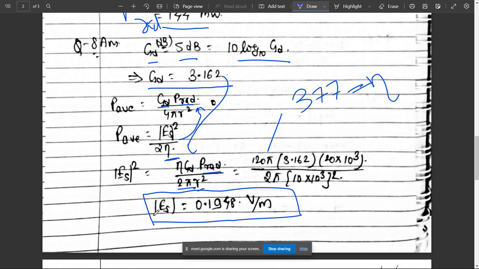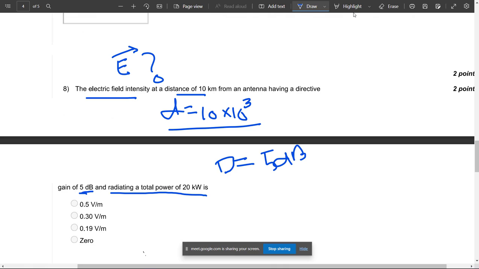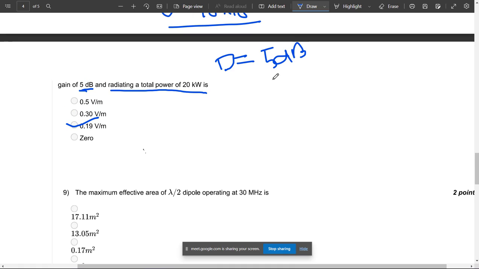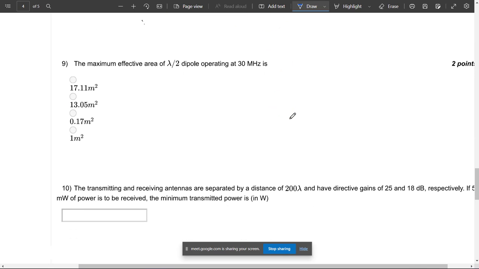Do you have any doubt here? No, ma'am. Cool. So we'll write 0.19 volts per meter. This is the electric field intensity, the magnitude of electric field intensity. Okay, let's go ahead.